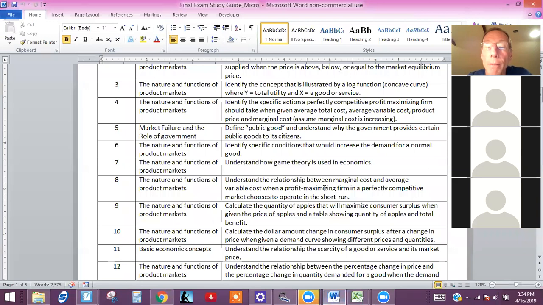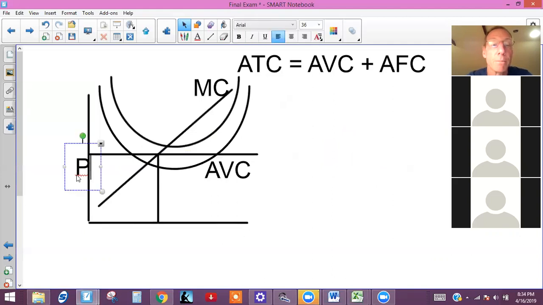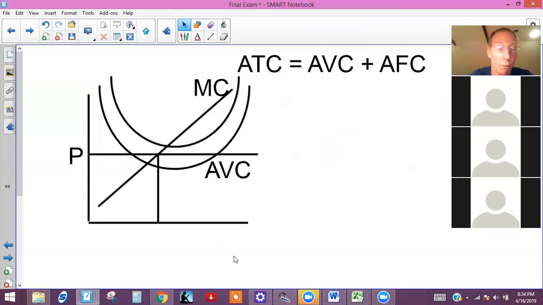Now, that's where a firm, a profit maximizing firm in a perfectly competitive market, is going to always operate where price equals marginal cost. Always, always, always. So we put that right here, right? That's the price, we'll call that P, and the quantity, we'll call that Q, right?